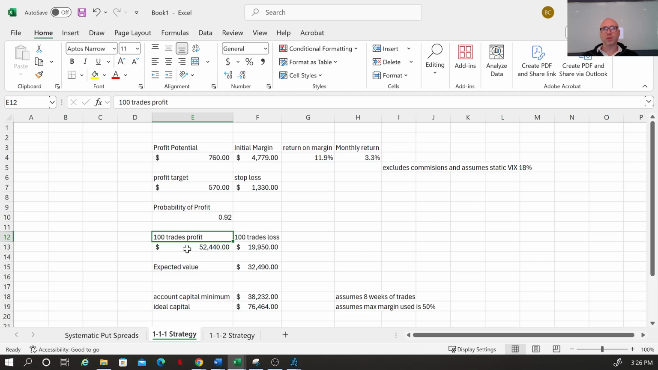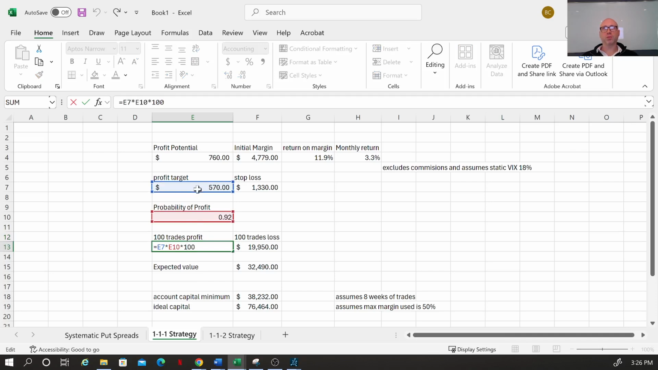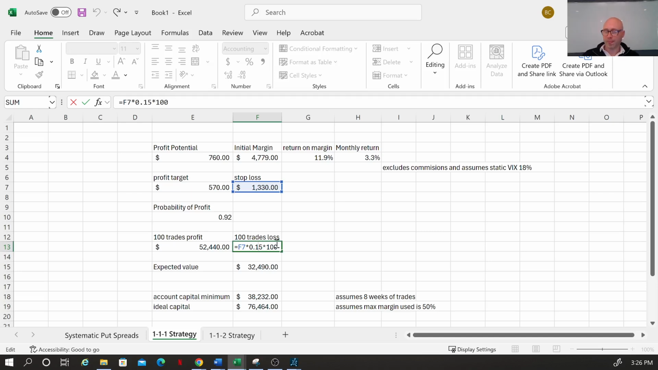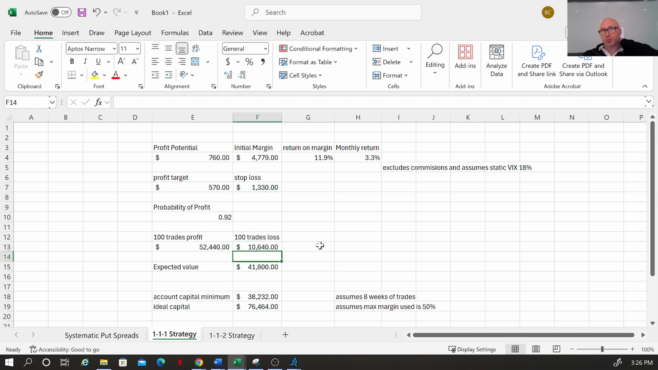So the profit potential, and what we did here, as you can see, is we took the average profit target and then the probability of that profit, and then times 100 trades to get that number. And then same thing with the losses, right? We did the, oh, I need to change that. So that actually helps us. Okay, so that's beneficial. Good thing I caught that. And you can see this is live, not making it up.